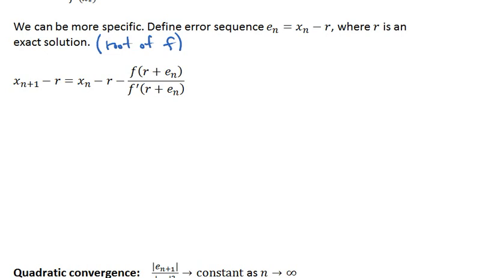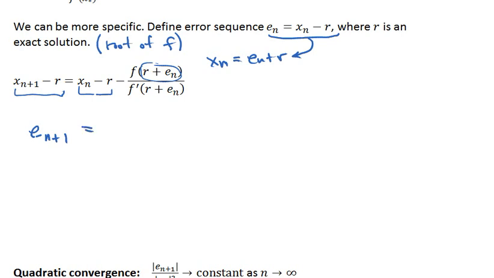So if we start from the basic Newton iteration, subtract r from both sides of that, and then we do a substitution where xn is equal to en plus r from here. So we get this line here. And now we can see that the xn plus 1 minus r is just en plus 1. xn minus r is just en.